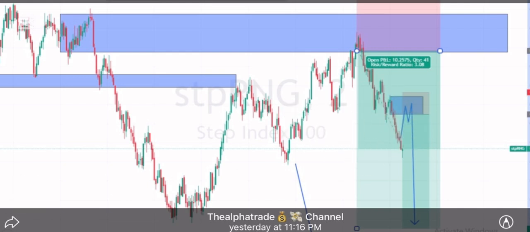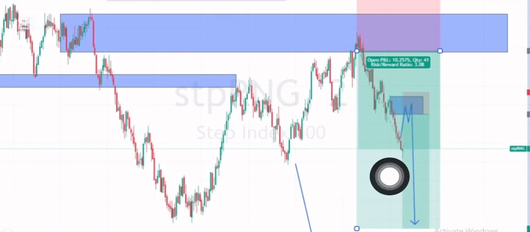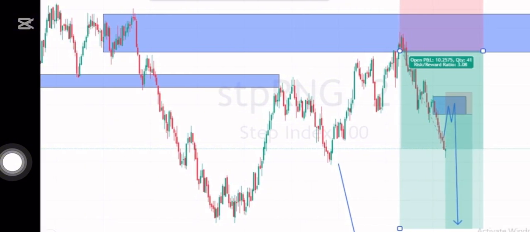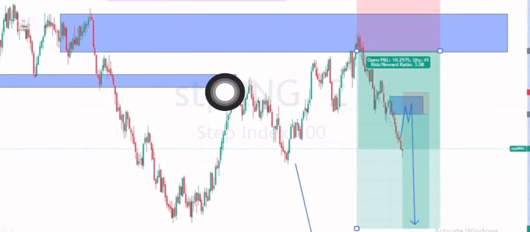I also posted this one when it was playing out, and this one's TP was smashed very easily. Okay, so that's it. You can see it's the same strategy playing out.